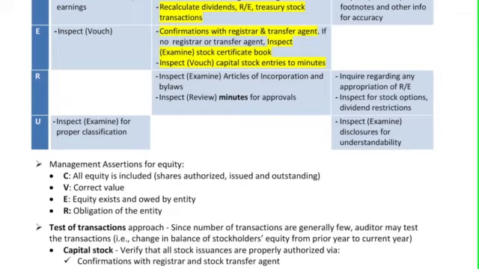Under rights and obligations, balances, articles of incorporation and bylaws. So these are stuff that auditor may want to inspect or examine. Now again, he would also inspect or examine minutes. Under rights and obligations for disclosures, stock options, dividend restrictions. All these need to be disclosed on the financials.